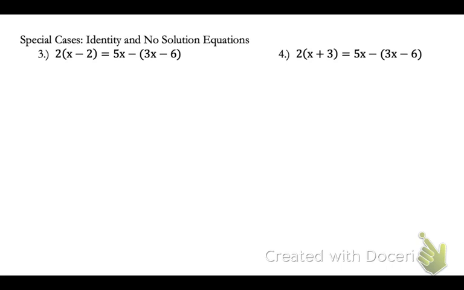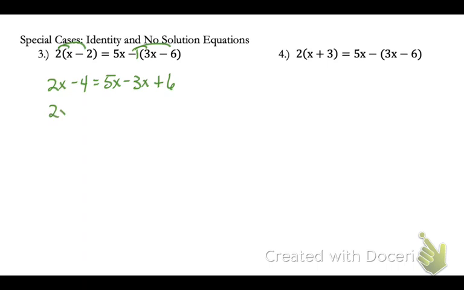Let's continue and let me show you some examples of an identity equation, which is always a true statement, and a no solution equation, which will never be true. So again, let's start by distributing. I'll distribute my 2, and then I am going to write in a 1 and distribute that -1. So notice that will give me a -3x and then plus 6.